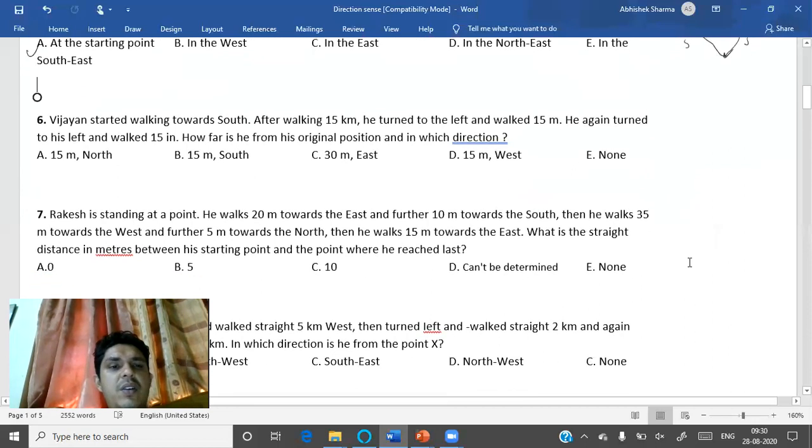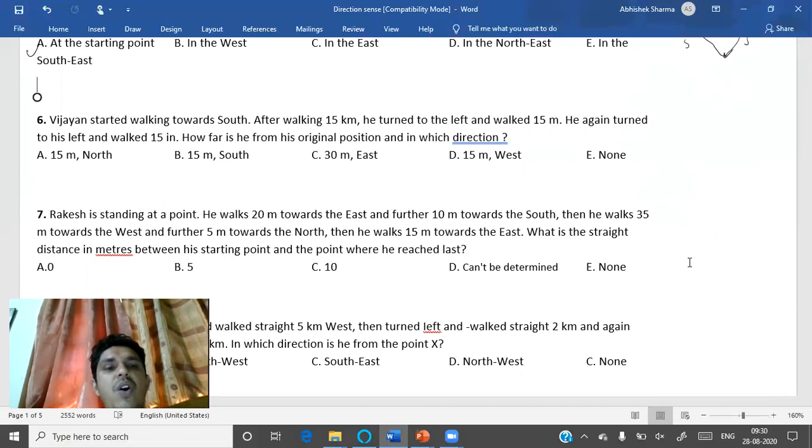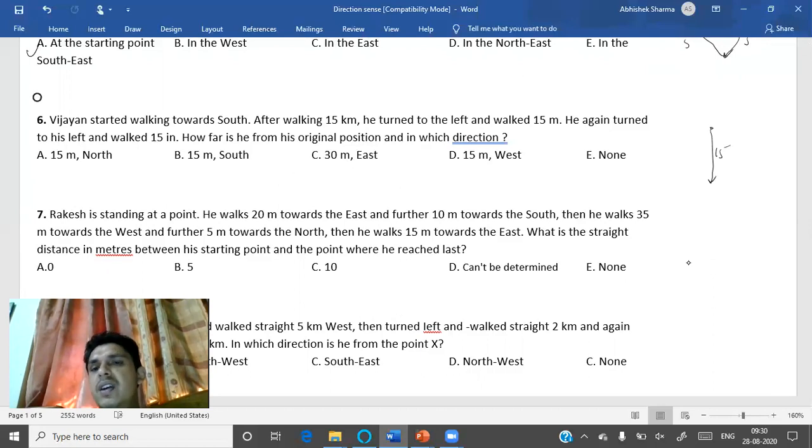The question is question 6. Vijayan started walking towards south. After walking 15 kilometers, he turned to his left. That means if the starting position is this, toward south and 15 kilometer, he turned to his left and again walked 15 kilometer. He again turned to his left and walked 15 meter.